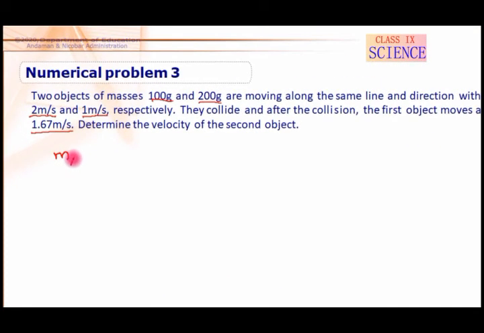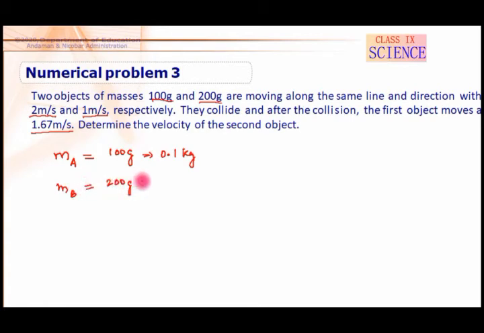First we write MA, this is the mass of the first object, which is equal to 100 gram. So, we have to convert it into kg. So, we will have 0.1 kg the mass of first object. Secondly, we write MB, here mass of the second object is 200 gram, right. So, 200 grams, when we convert it into kg, then we will get 0.2 kg. Then the initial velocity of both the objects are given. Here UA is equal to 2 meter per second, whereas UB, the initial velocity of object B, is equal to 1 meter per second, which is given in the question.